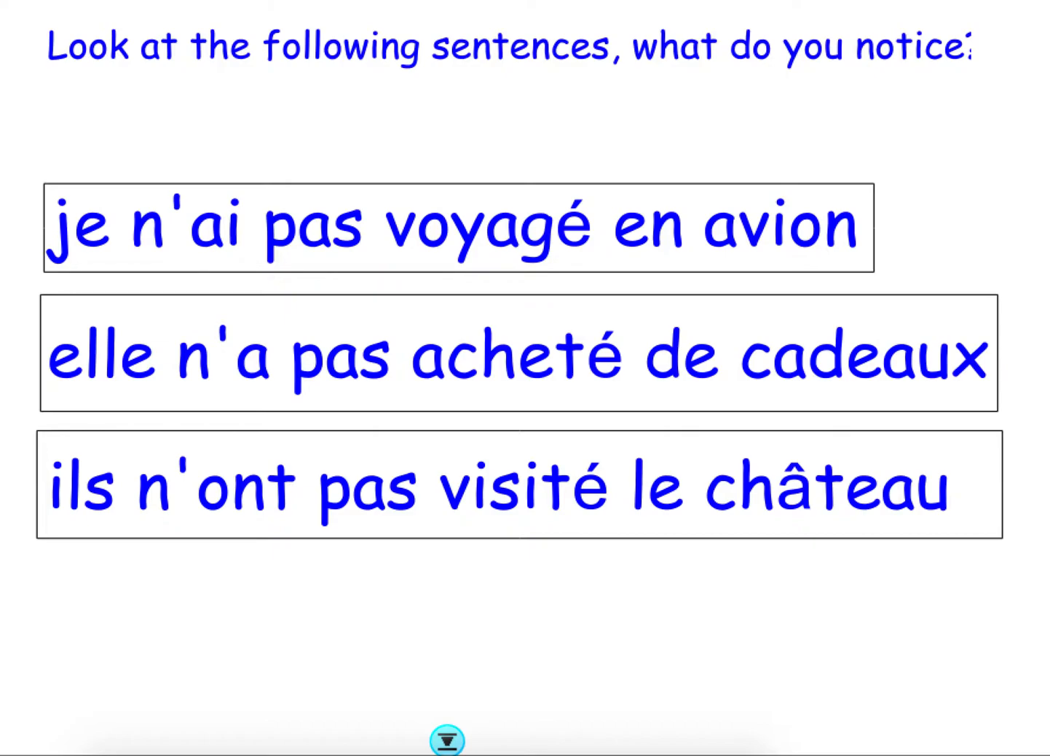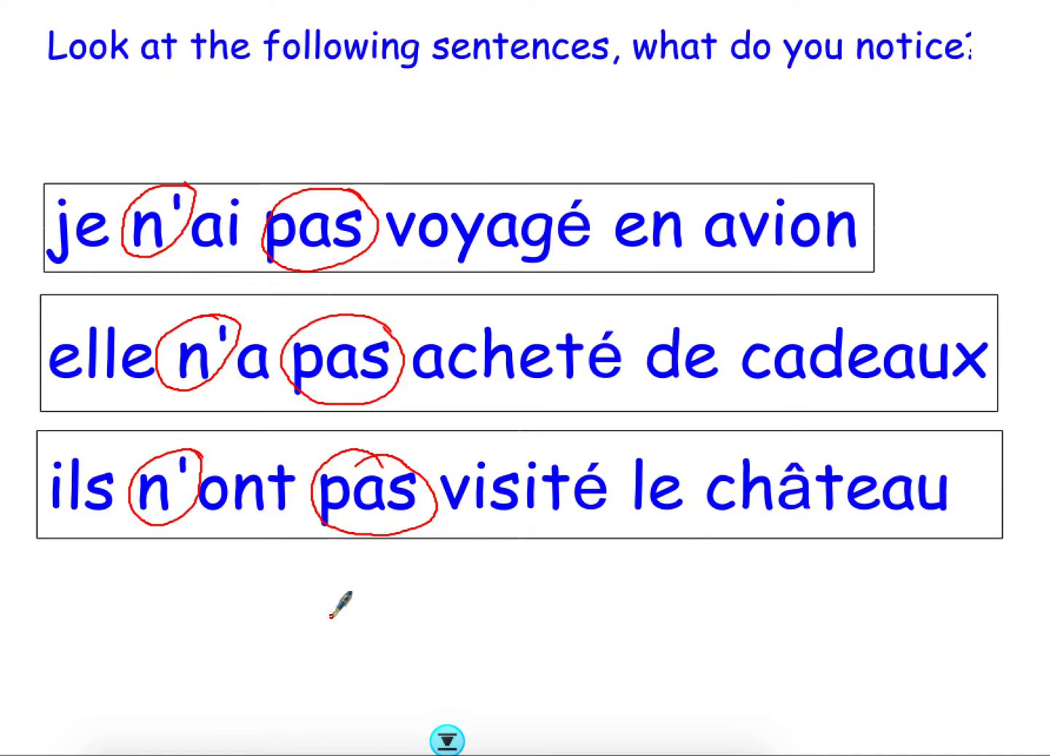So let's have a look at the following sentences. What do you notice about these sentences? Pause the video just now and have a look at them. Okay, so you're absolutely right. You can see these sentences have ne and pas in each of them. Okay, so ne and pas means that it changes something in the sentence. Now you might already know, but it makes a sentence negative.